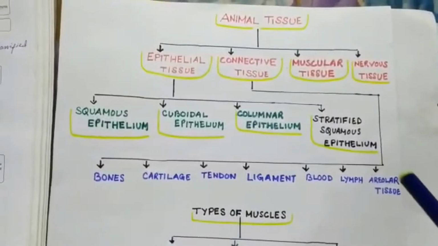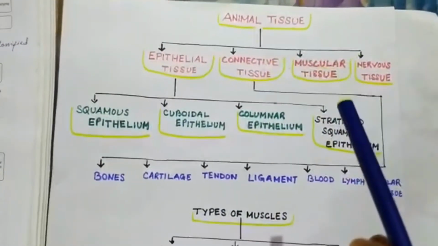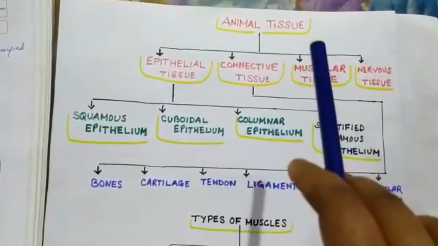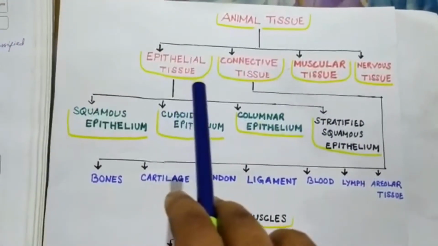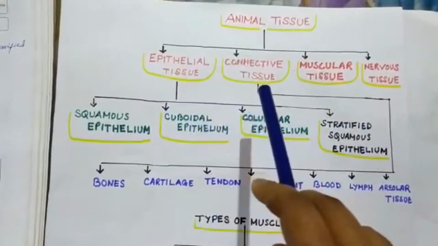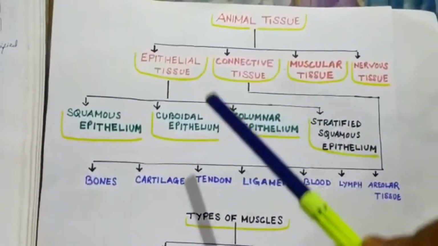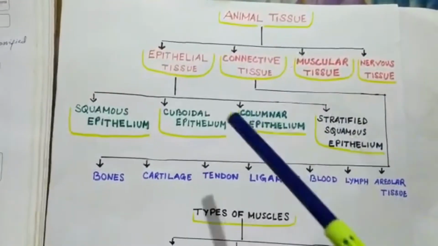So students, this is the chart which I have prepared to explain the animal tissue. Generally, the animal tissue is divided into four types, that is the epithelial tissue, the connective tissue, the muscular tissue and the nervous tissue. So it has been clearly written here.